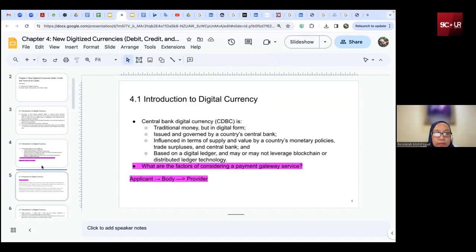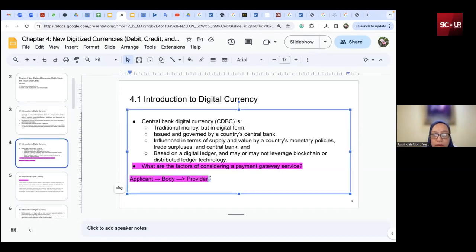Miss Farah, when we are saying the central bank digital currency, is Bitcoin considered a digital currency? Bitcoin is a digital currency, but it is not a digital currency recognized by Bank Negara.